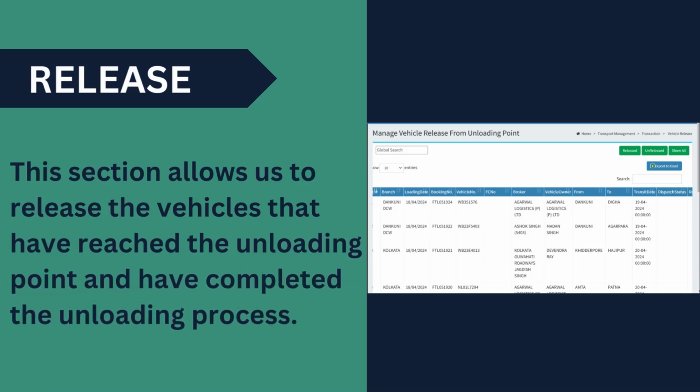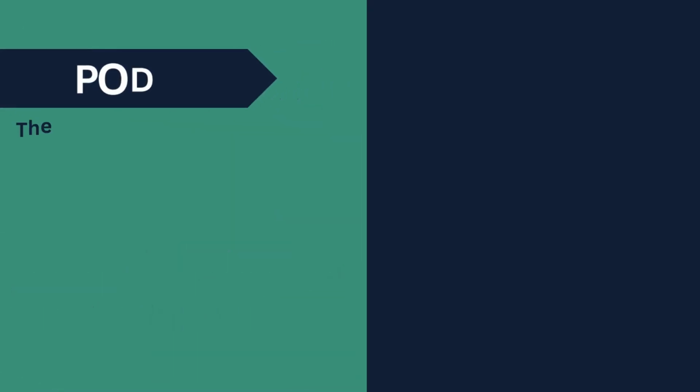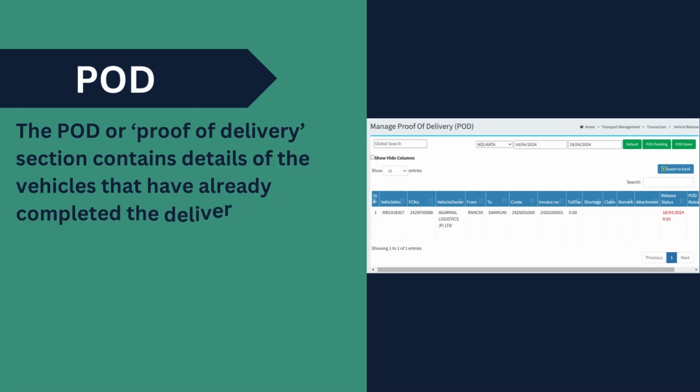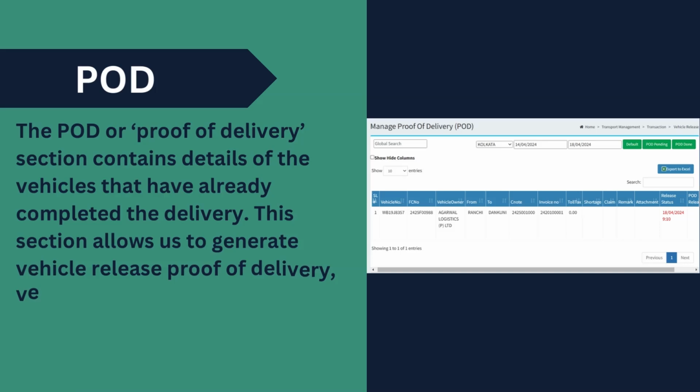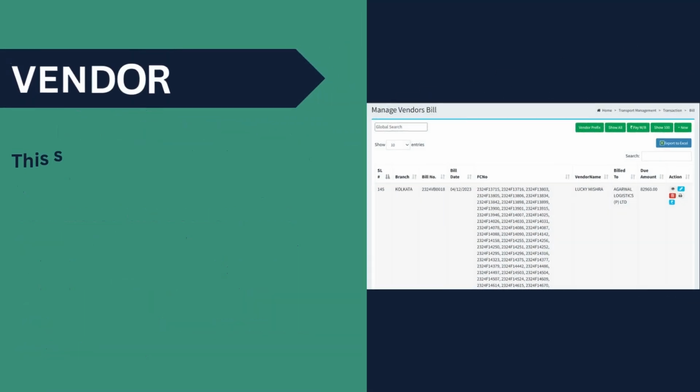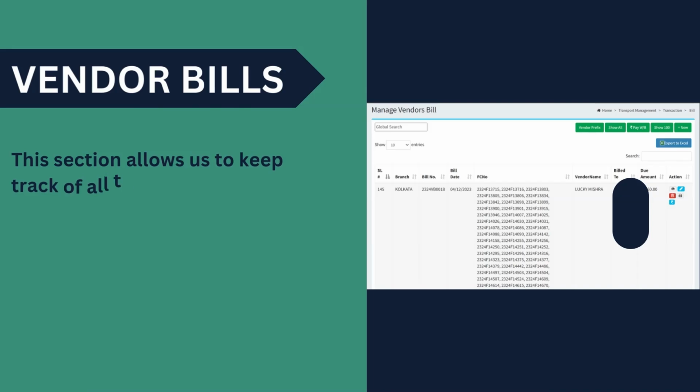The POD or Proof of Delivery section contains details of the vehicles that have already completed the delivery. This section allows us to generate Vehicle Release Proof of Delivery, Vehicle C-Note Proof of Delivery, make the vehicle payment and do fuel entry. The Vendor Bills section allows us to keep track of all the vendor bills.